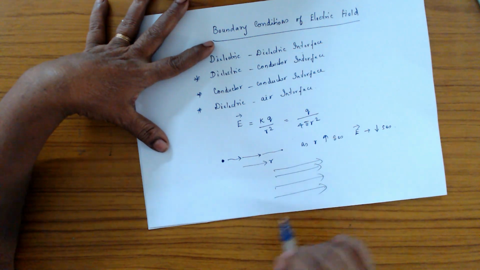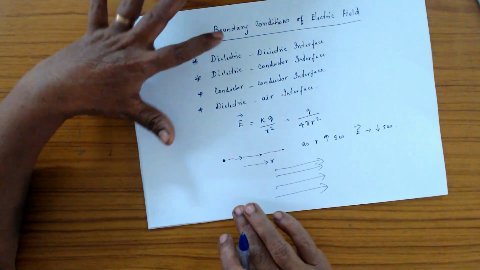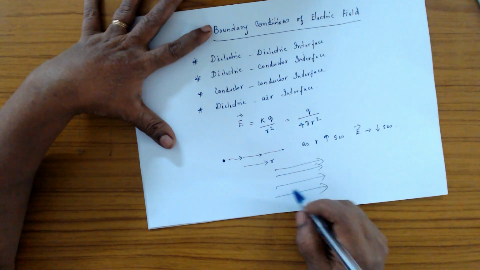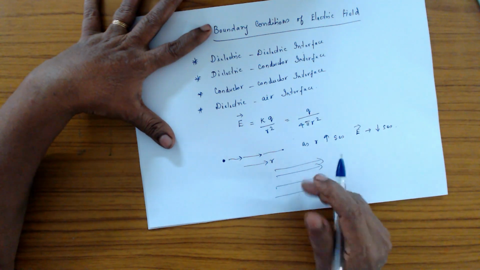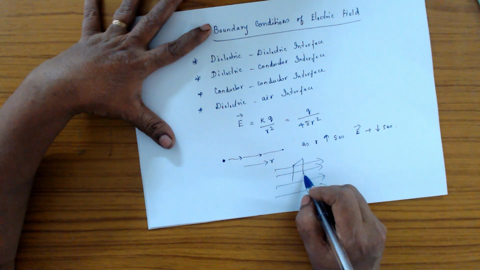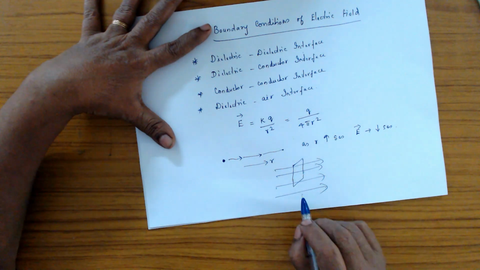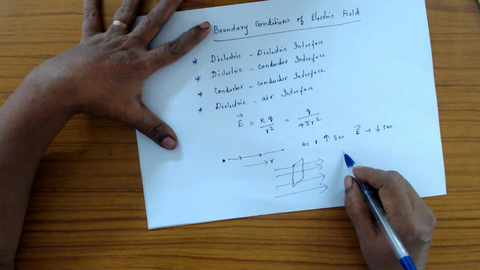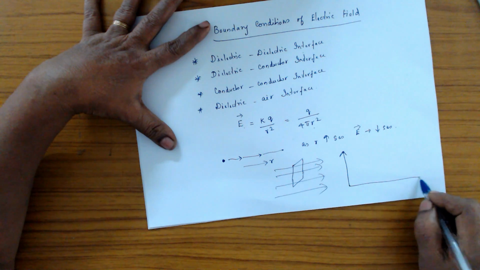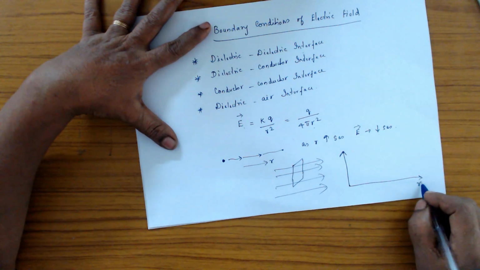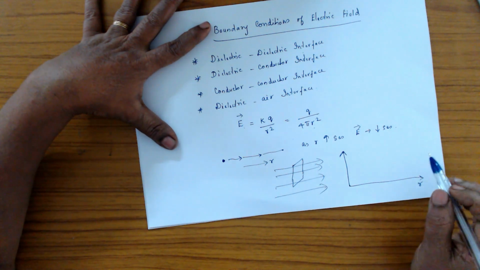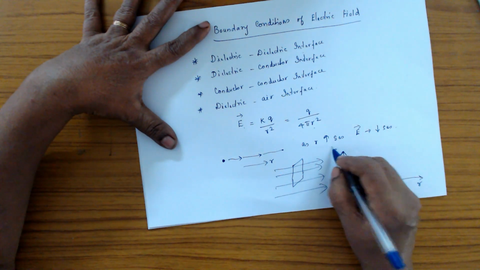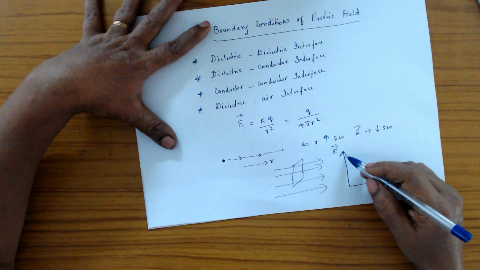So what is the need for analyzing the boundary conditions? In this electric field, I have a surface, and here I will be having some media. As we know, E is inversely proportional to R. So I am taking the electric field on the y-axis and the distance, that is the radius, on the x-axis. In general, depending upon the distance R, the electric field potential gradually decreases.